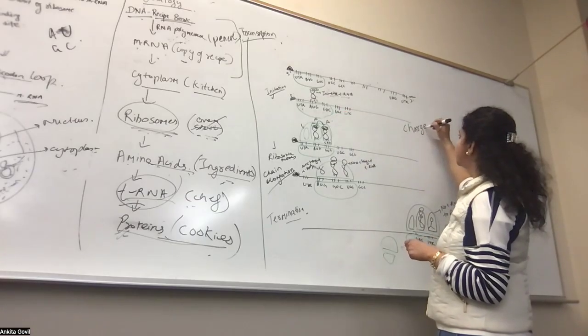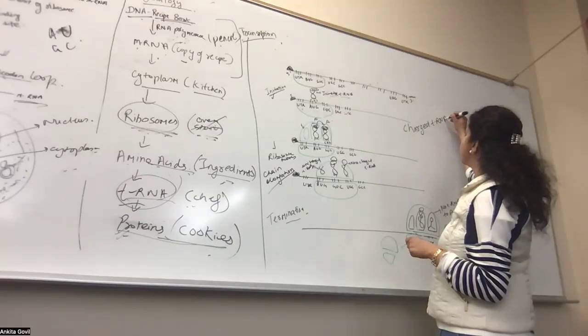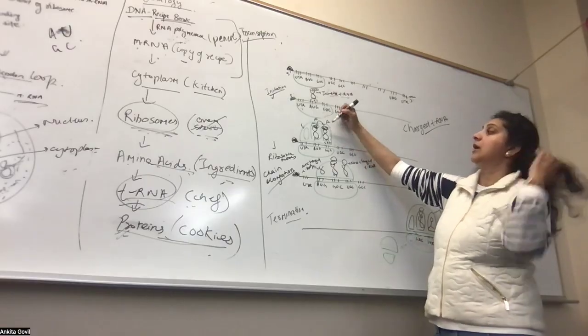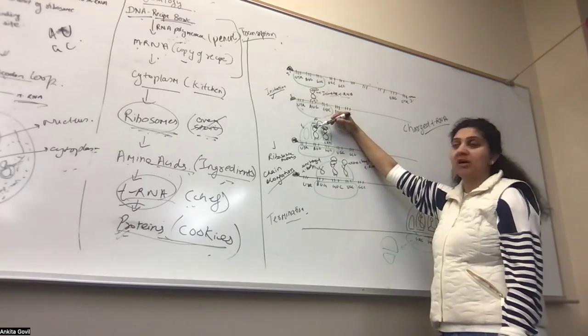Right? Now this tRNA which has the amino acid is called the charged tRNA. The tRNA with an amino acid is called charged tRNA. Now this is the charged tRNA. This is also a charged tRNA.